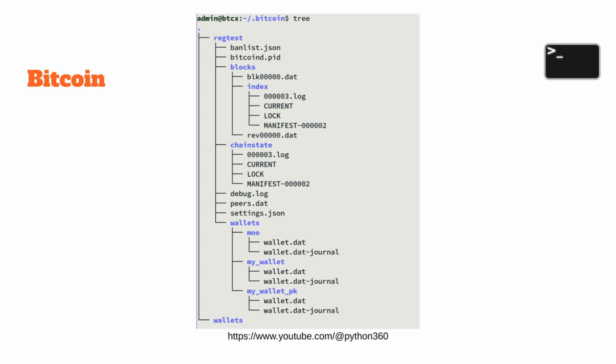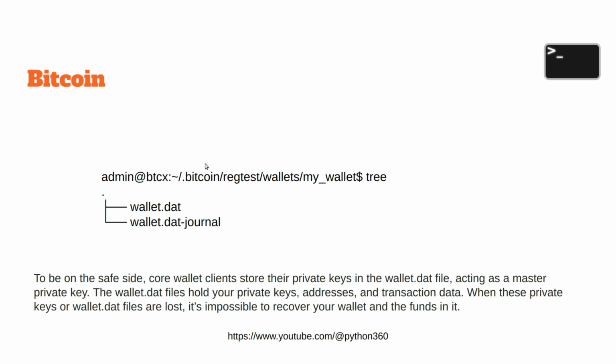This might be useful. I did tree, so I went to my Bitcoin directory and you can see regtest. You've got ban list, blocks, chain state, wallets. Wallets is the important bit, especially if you ever want to back up a wallet or delete a wallet. Be careful what you do. I've shown this so you know what's going on under the bonnet. And there we go, tree.